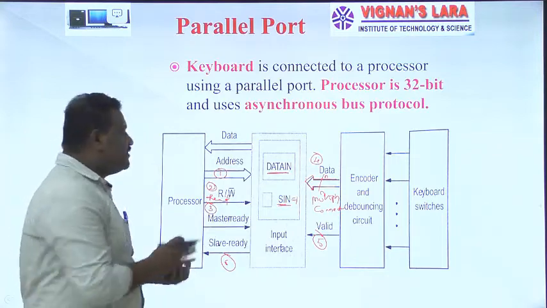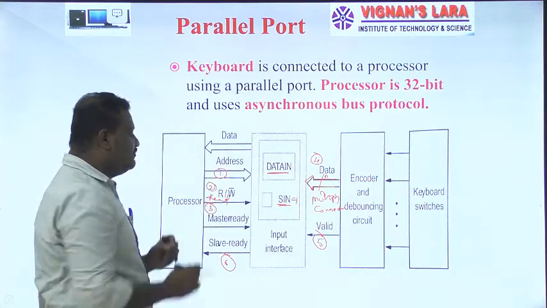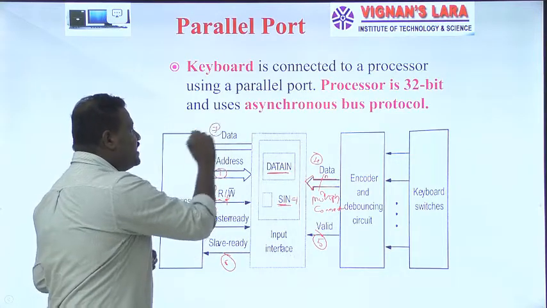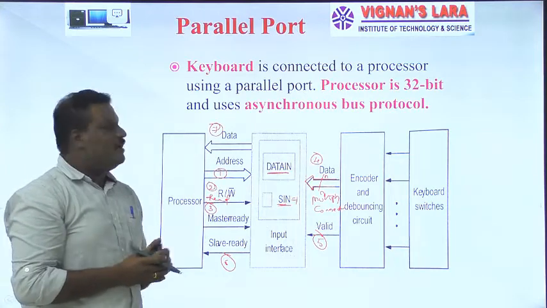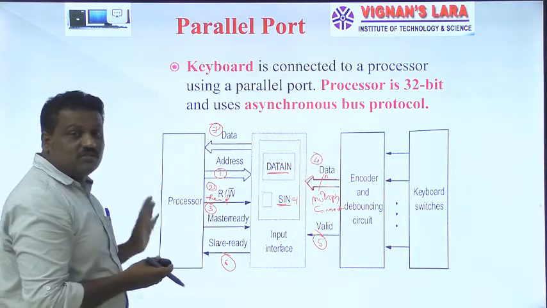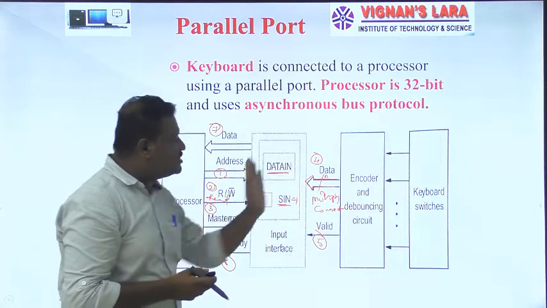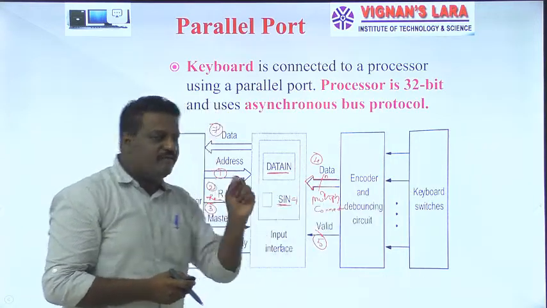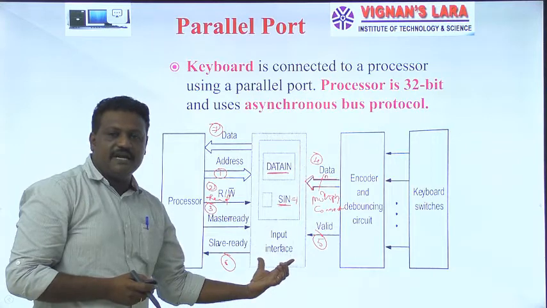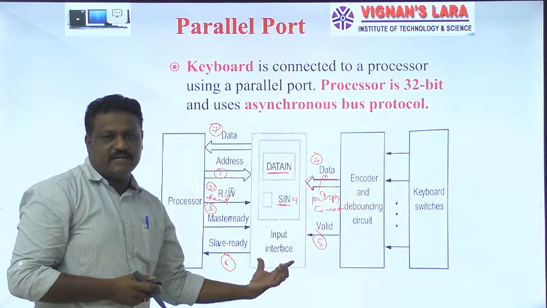So collection of data from this input interface with the help of data lines, that happened as a 7th operation. Like this, the communication was going on between a processor and this keyboard with the help of an input interface. I hope you understand this.